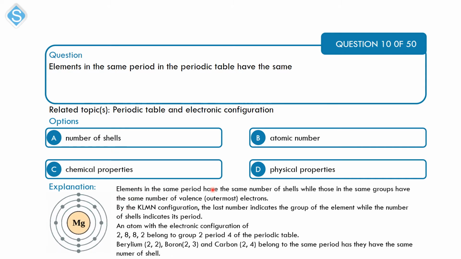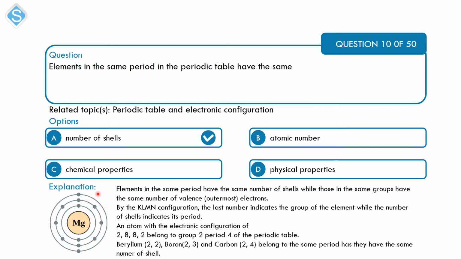Okay, so elements in the same period have the same number of shells. For example, this is magnesium. If you count the number of shells, the shells are what you have here: 1, 2, and then 3. So this magnesium has 3 shells. That means it belongs to period 3. So that makes A the correct option.